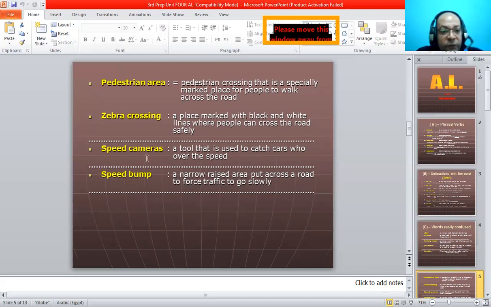Let's move to the one after speed cameras. الرادار a tool that is used to catch cars who over the speed.